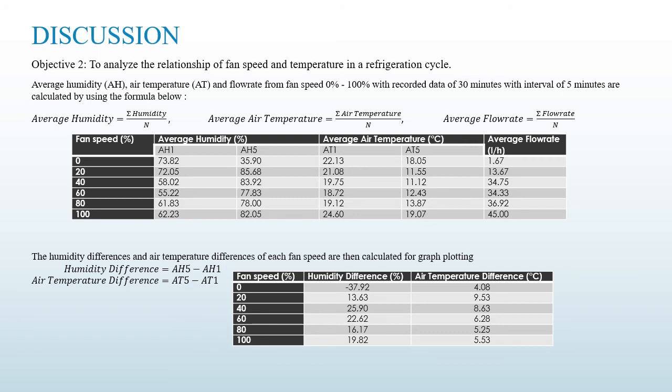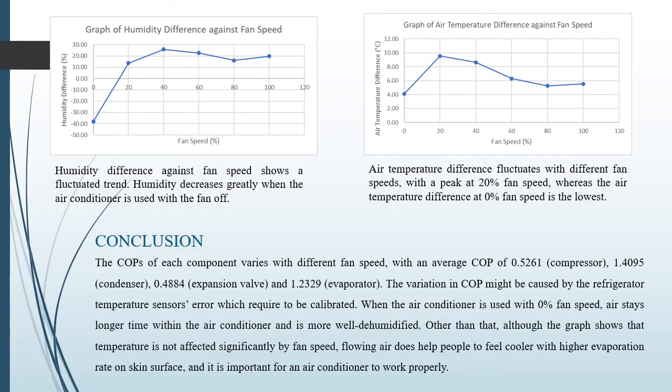So after obtaining AH1 and AH5 for different levels of fan speed, the humidity difference and air temperature difference of each fan speed can be calculated for graph plotting. The humidity difference is calculated as AH5 minus AH1, and the same goes for air temperature difference, with AT5 minus AT1, and the calculated values are tabulated in the table below. The first graph shows the humidity difference against fan speed.